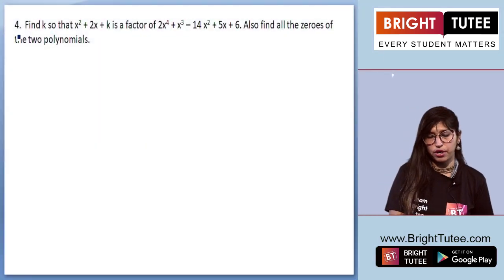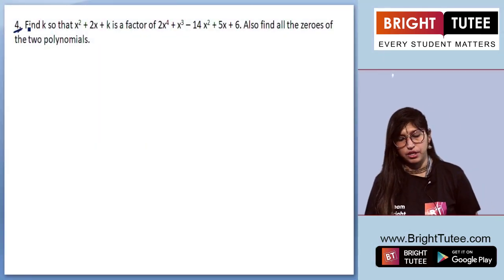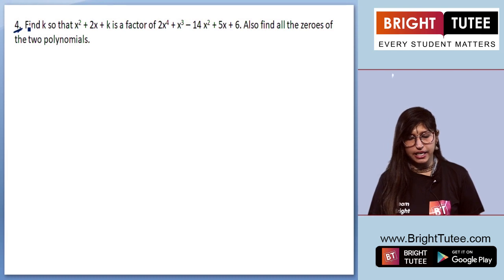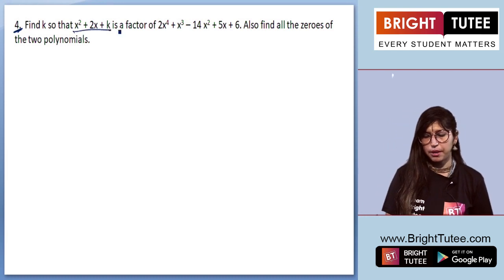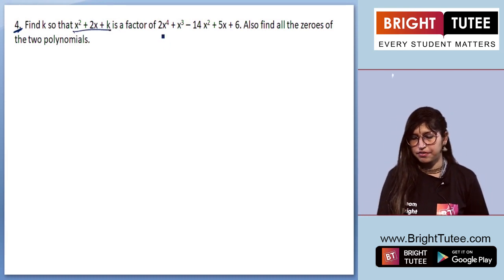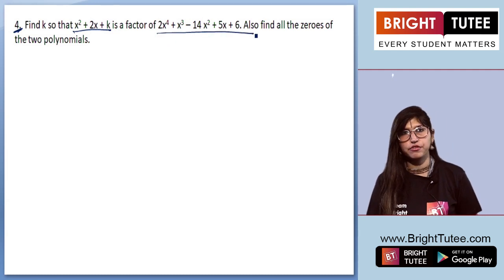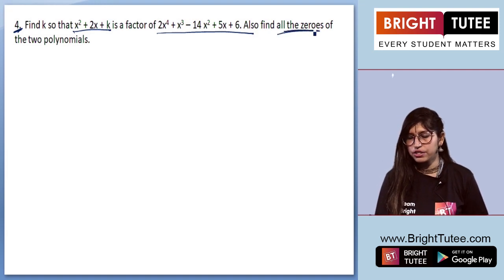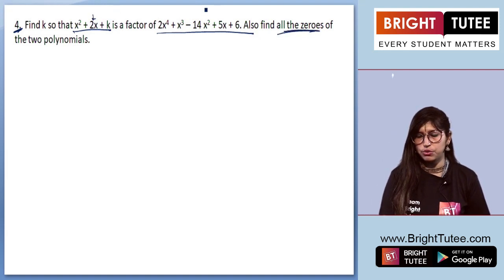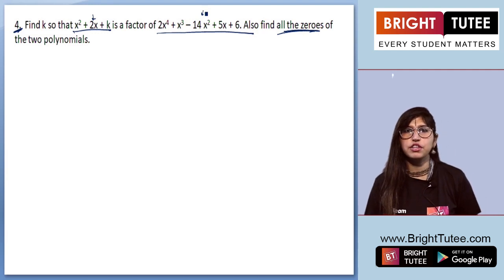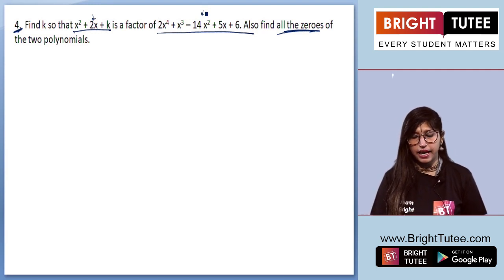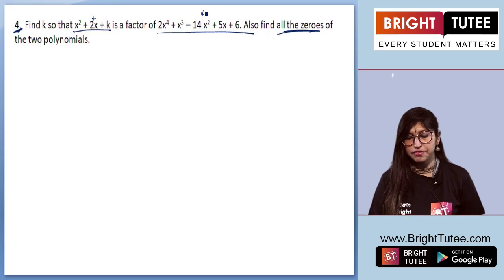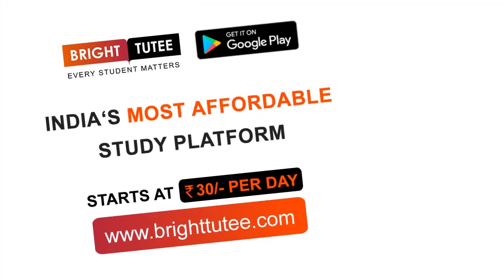Exercise 2.4 and question 4. It says find k so that x square plus 2x plus k is a factor of 2x to the power 4 plus x cube minus 14x square plus 5x plus 6, and we need to find all the zeros of these two polynomials which we have. So our first thing is we need to find k, and it's given that x square plus 2x plus k is a factor of the other polynomial which we have.